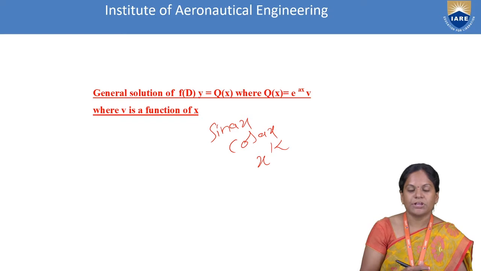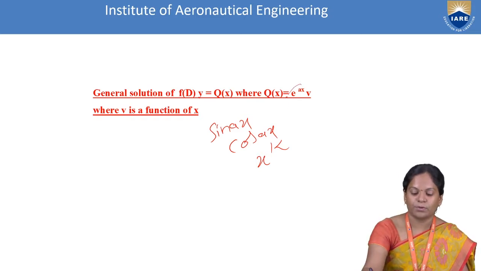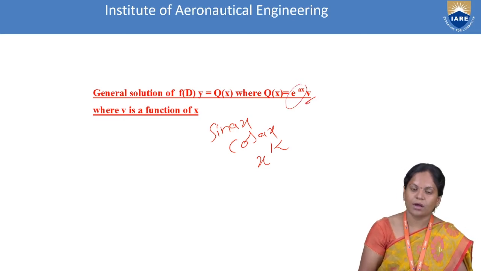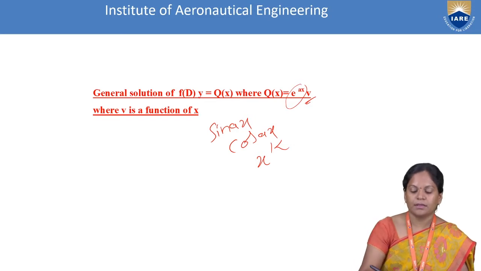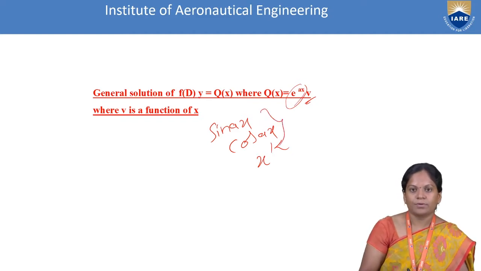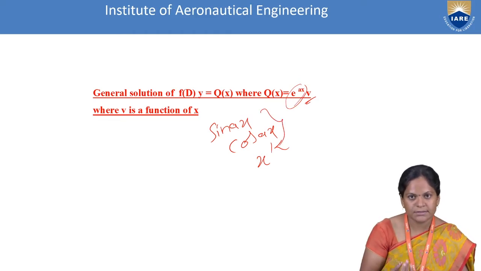Already we have discussed individually how we can find the particular solution where Q of x equals sin, cos, or x power k. Now in this case Q of x is a combination of an exponential term into V. V is either sin ax, cos ax, or x power k. Here k is a constant, and a is also a constant. In the exponential e power ax this a is different, and in sin or cos this a is different. So we have to remember which one is which.